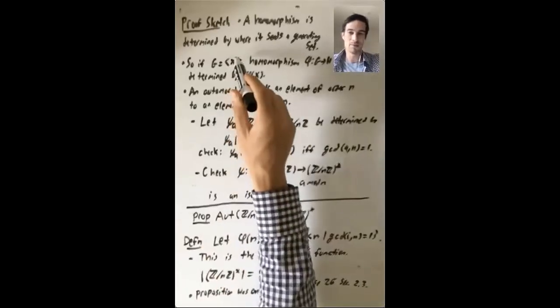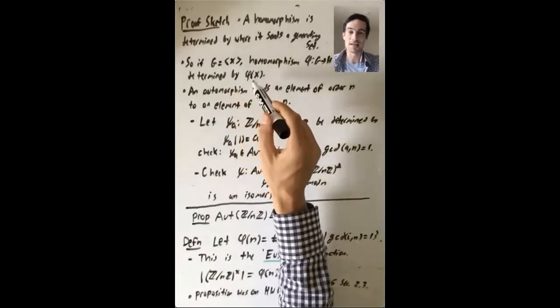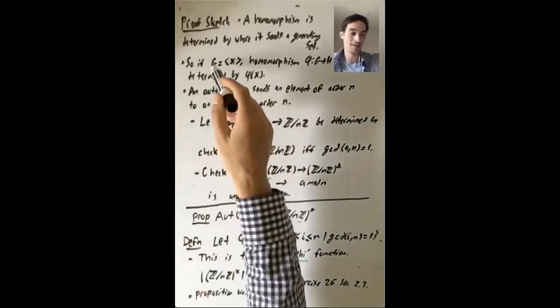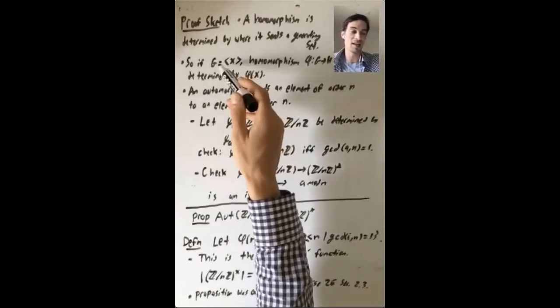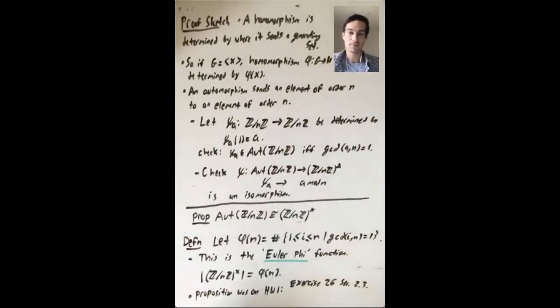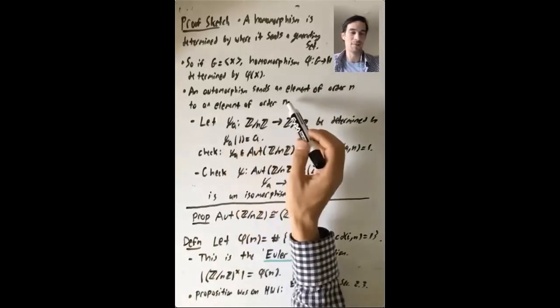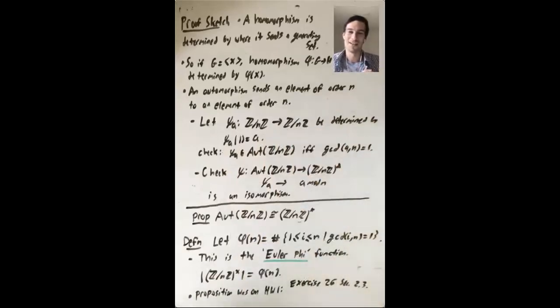But if everything is some power of X, then if I tell you phi of X, I'm telling you phi of X to the n for any n, and the set of all X to the n is the whole group G. We've seen earlier that an automorphism has to take an element of order n to an element of order n. That's something we proved a long time ago: an isomorphism between any two groups sends elements of order n to elements of order n.